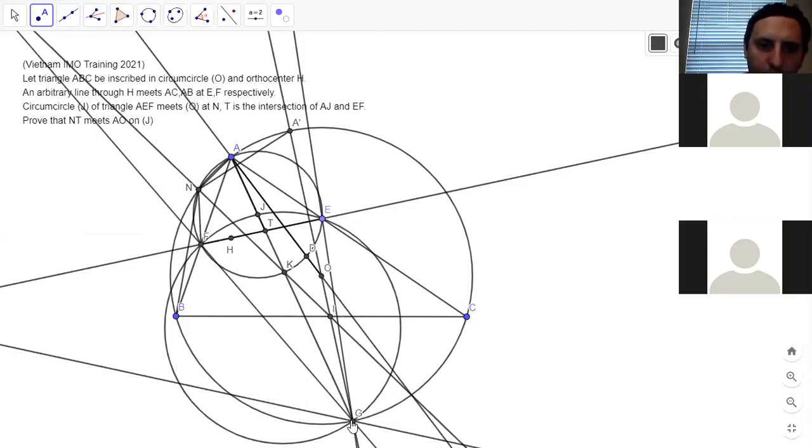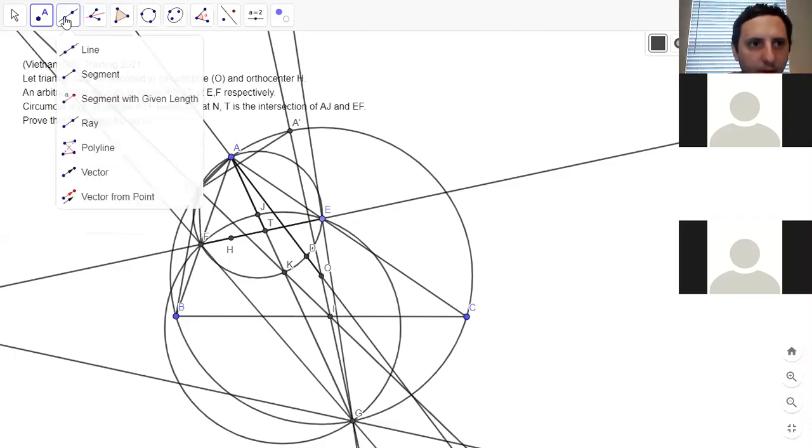I introduced the orthocenter of AEF. We can prove G lies on AJ by an angle chase. How do we do that? Yeah, G's the anti-Steiner point. Okay.